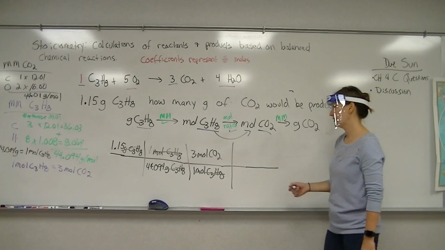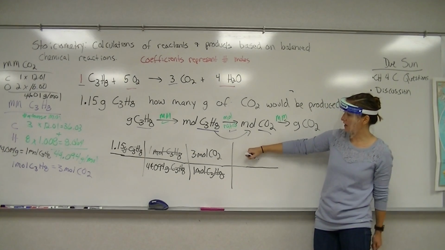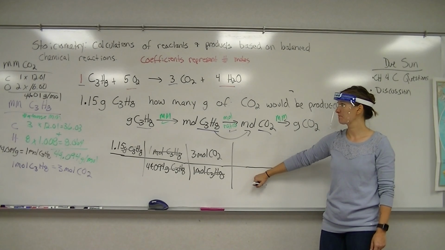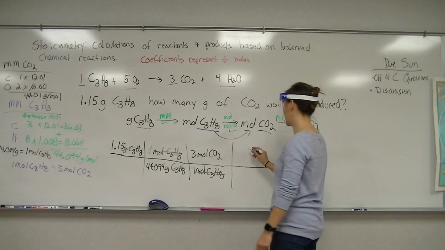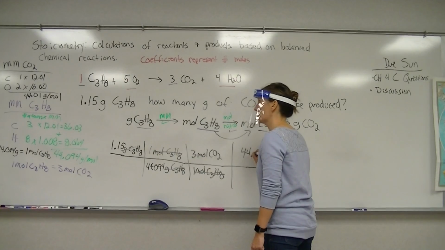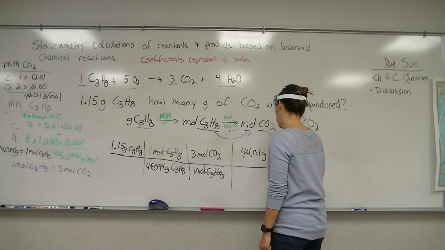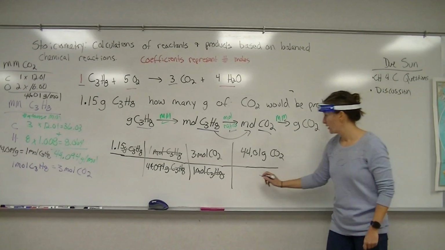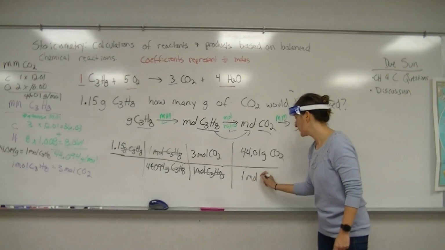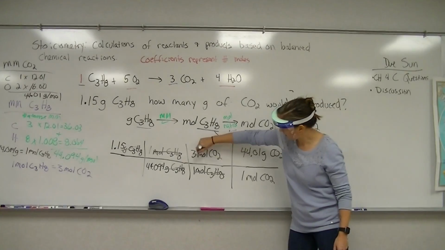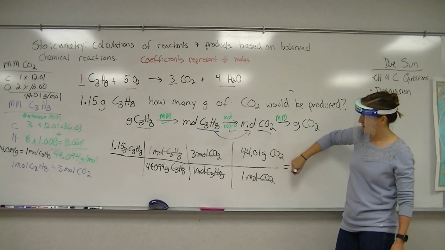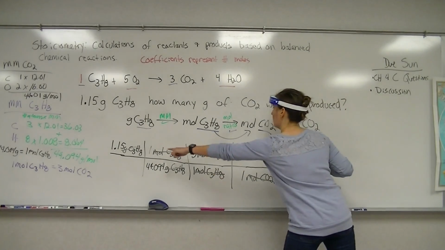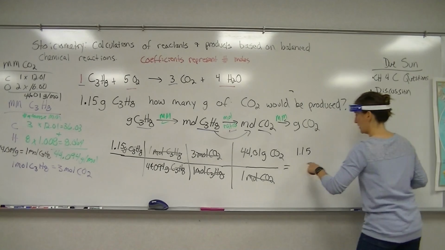For 44.01, the grams portion, do we want that on top or bottom? Grams on the top, yes, because that's what we're trying to get. So 44.01 grams of CO2, that's what that number represents, is equal to 1 mole of CO2. Opposite sides, cancel. So multiply all the way across, everything on top, and divide by everything on bottom.